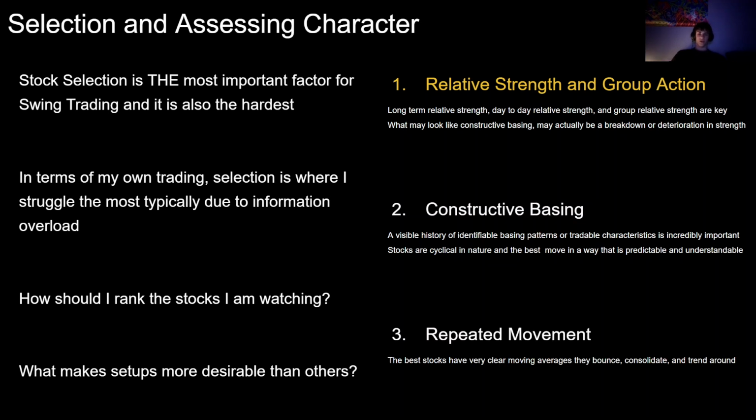The best stocks are going to have very clear moving averages that they bounce on, consolidate, and trend around. Without this repeatable behavior, you can't anticipate what's going to happen next. There's a reason that the best stock traders are just the best at anticipating what's happening next and then reacting to it. You have to have that gut feeling, and that gut feeling comes from trading stocks that have repeatable behavior that you can look back on and see how a stock moved in the past in a similar context, and really base your decisions off of that.